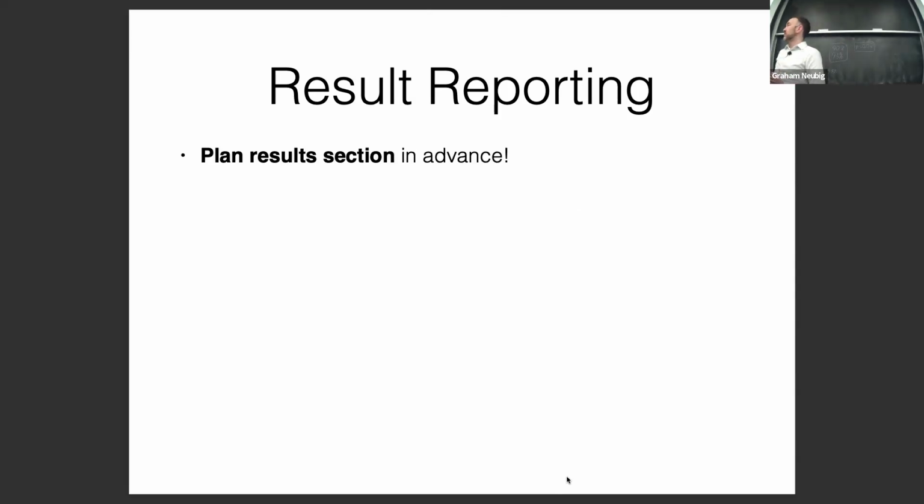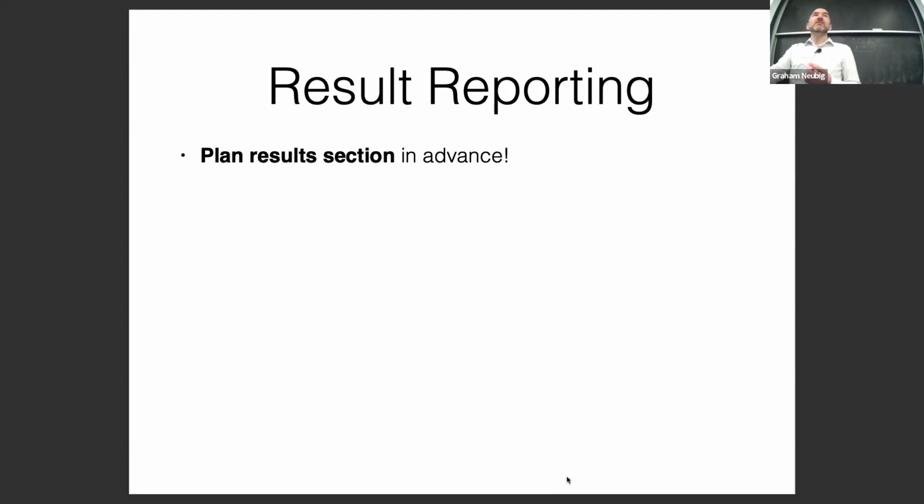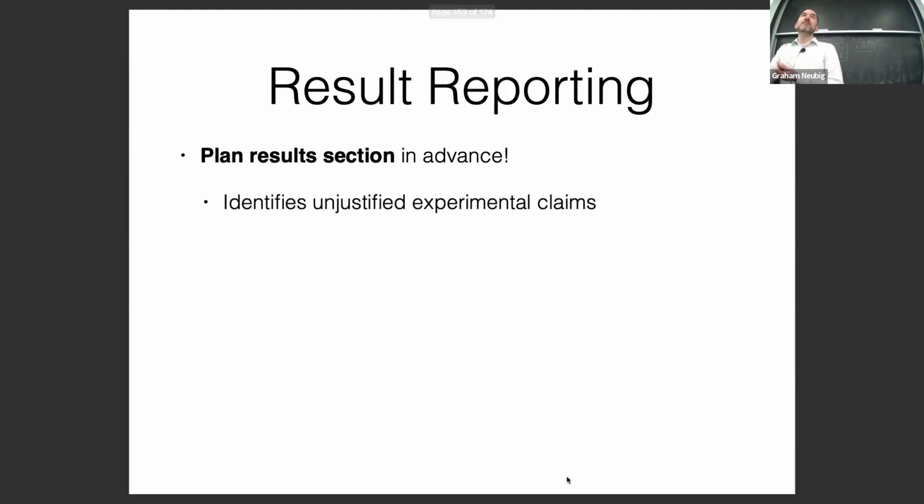For papers, one thing that I really like to do is plan the results section in advance, or at least imagine the results section in advance. What I think of is, what experimental claims would I like to make? How am I going to support them by the experiments that I'm going to show in the results section? And this identifies unjustified experimental claims.